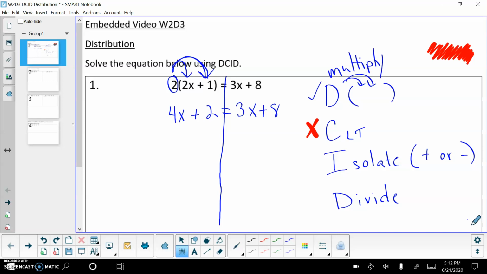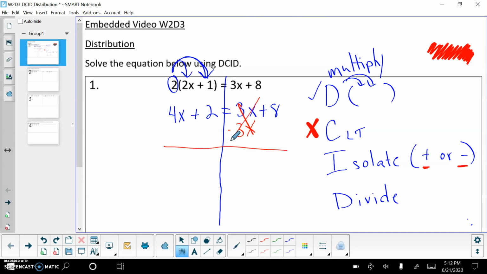You want to get your x's together on the same side. And I always like to move the one that's got the fewer x's. So 3x is fewer than 4x, so I'm going to move the 3x. And I'm going to do it with opposites. Notice the 3 is a positive, and the opposite of a positive is a negative. So I'm going to use a minus 3x to move it. Now 3x minus 3x is 0x, so it goes away.